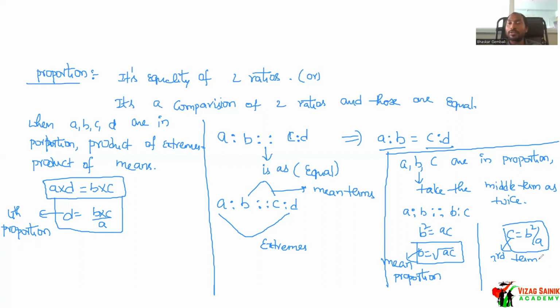Now we will go deep into the subject. We will go through different kinds of questions. In the middle I will explain duplicate, subduplicate, triplicate, subtriplicate, continuous ratio, compound ratio, and applications of ratios. We will discuss all in the middle. Okay, thank you guys. Now we will go to the questions.